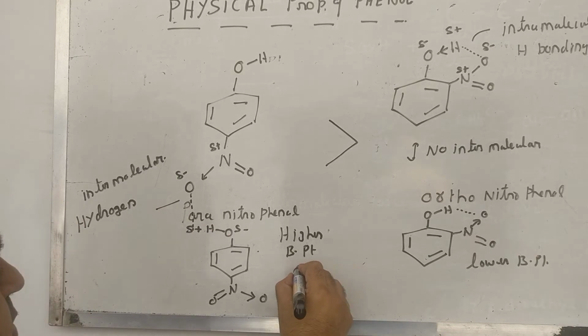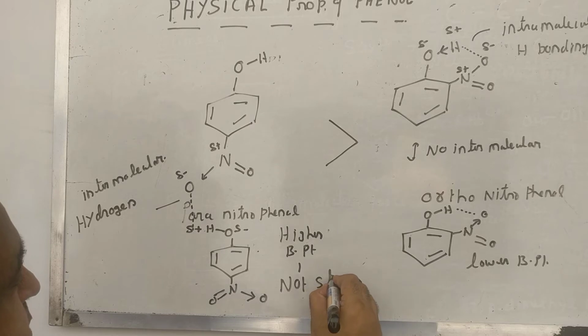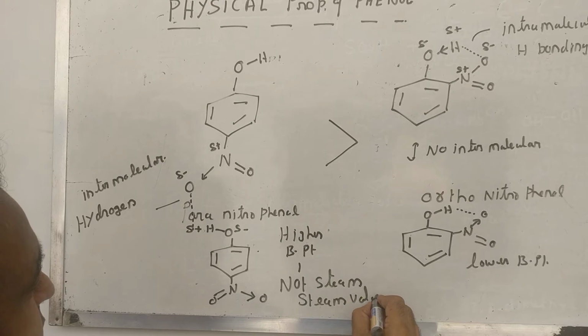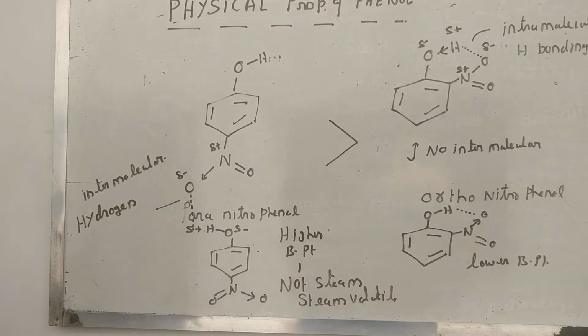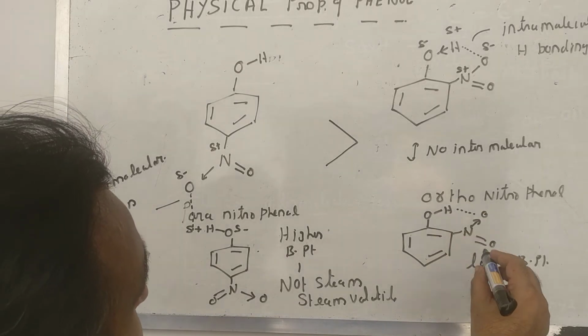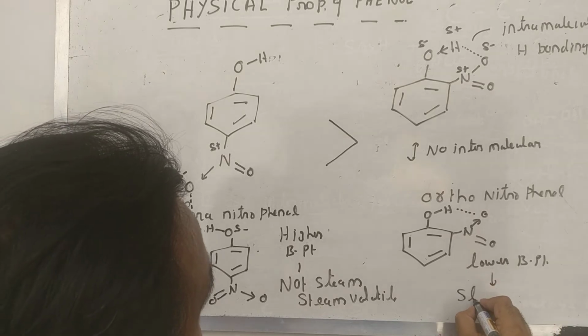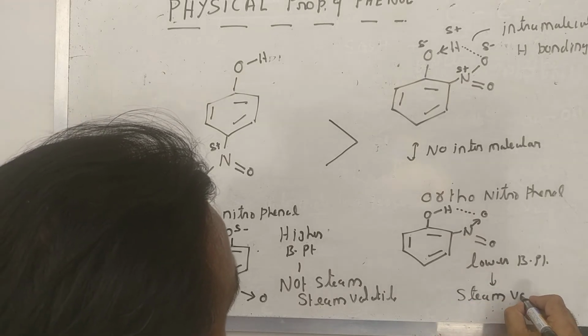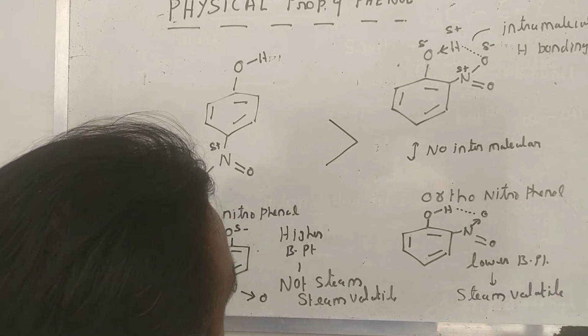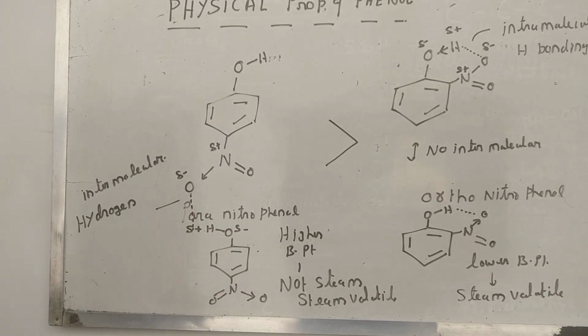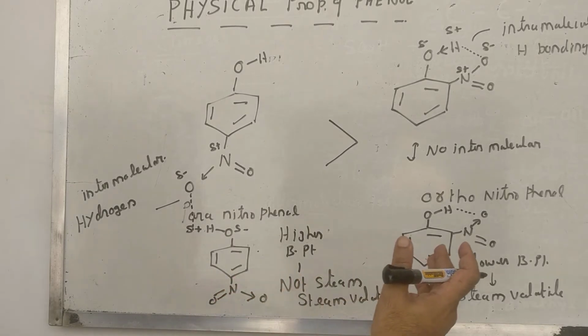Para-nitrophenol has such a high boiling point that it is not steam volatile. Not steam volatile means that if you pass steam through para-nitrophenol, it will not vaporize. But ortho-nitrophenol has a low boiling point, so it is steam volatile. Steam volatile means that if you pass steam through ortho-nitrophenol, the molecule is going to change into the vapor phase. So this compound is not steam volatile, and this compound is steam volatile.